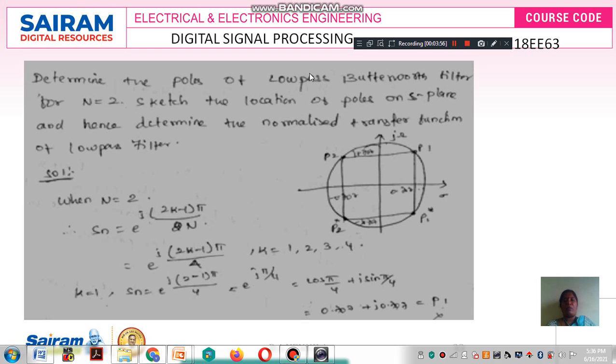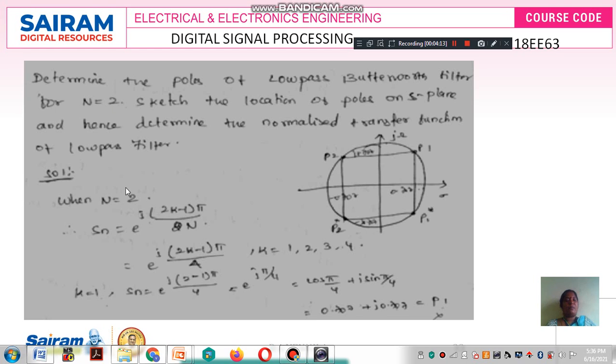Determine the poles of a low pass Butterworth filter for order n equal to 2. Sketch the location of poles on the S plane and hence determine the normalized transfer function. Okay, normalized transfer function they are asking. Here it is n equal to 2.